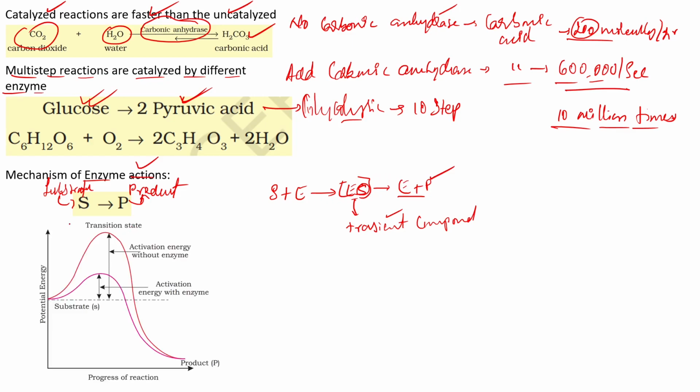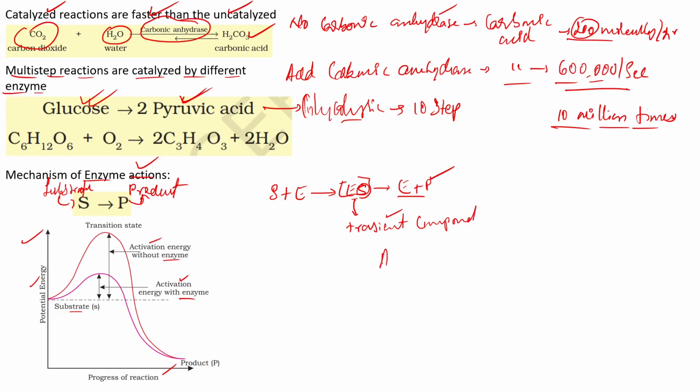Here, we have a graph that tells about the working mechanism of the enzymes. Now you can look at the graph: this dotted line indicates the substrate, and this x-axis tells about the progress of the reaction. And here we have the potential energy. There are two curves that you can see over here. One curve tells about the presence of enzyme with respect to the activation energy, and the other, bigger curve tells about the absence of enzyme and the activation energy.